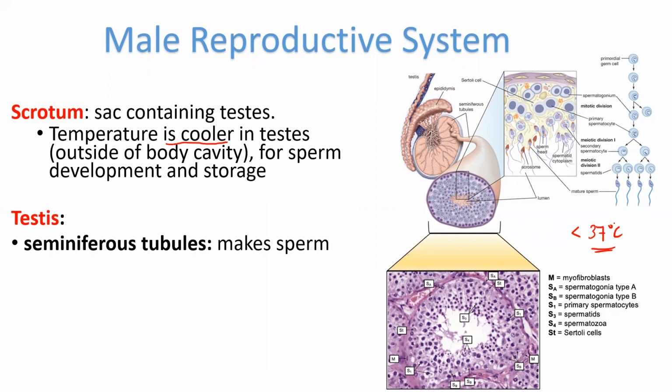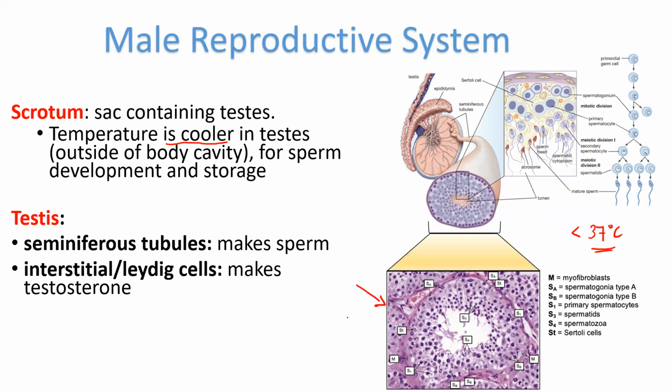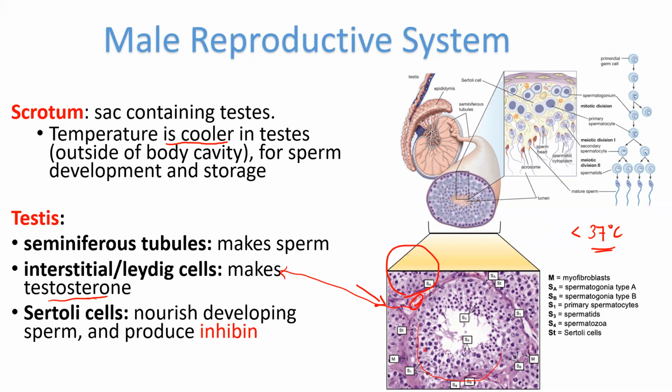Now this diagram here is a cross-section of what we call a seminiferous tubule. So imagine there's a tubule here, another tubule here. Outside of them are these interstitial cells that make testosterone. And inside, crammed between the developing sperm, are Sertoli cells that nourish the sperm and produce inhibin. We'll look at that in a moment. So those are the different parts.